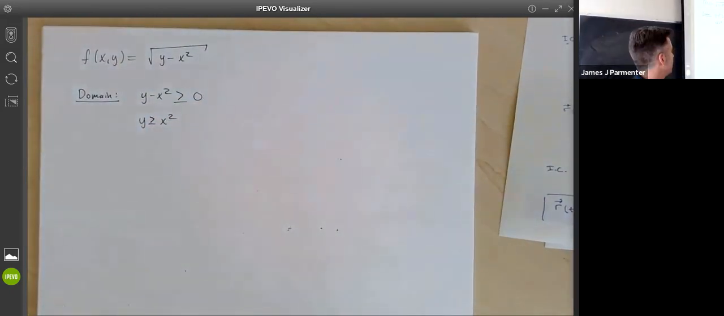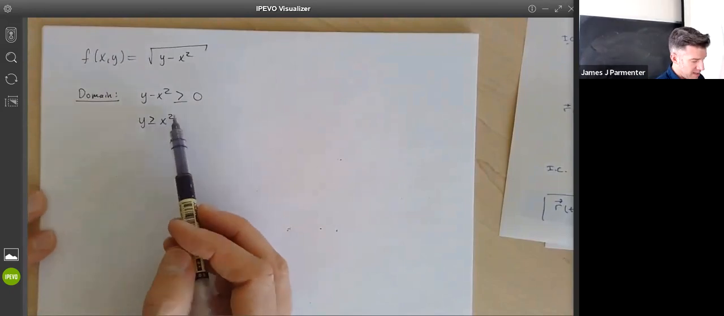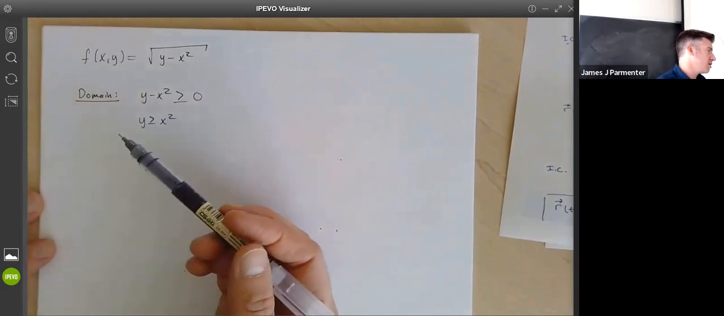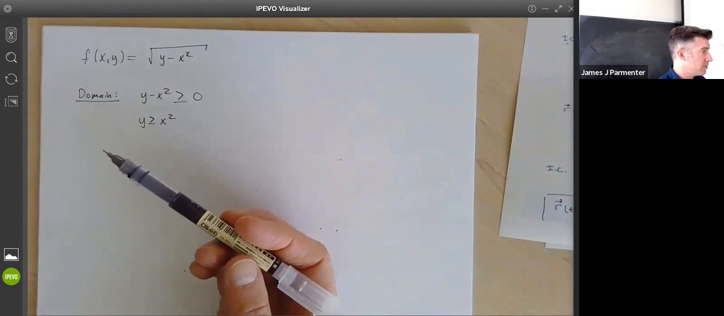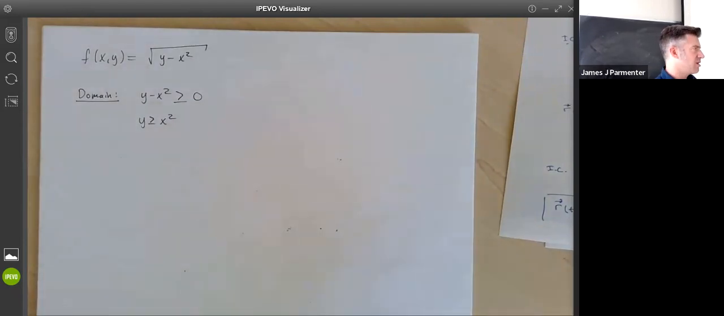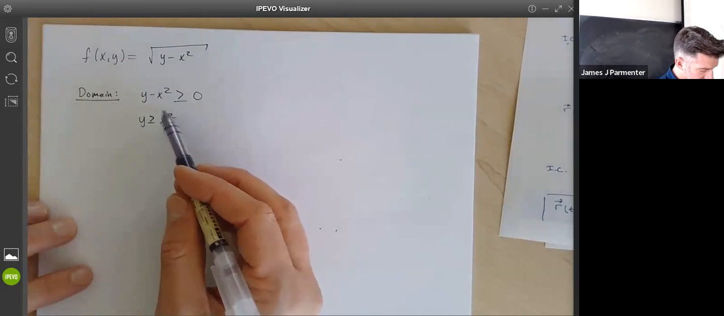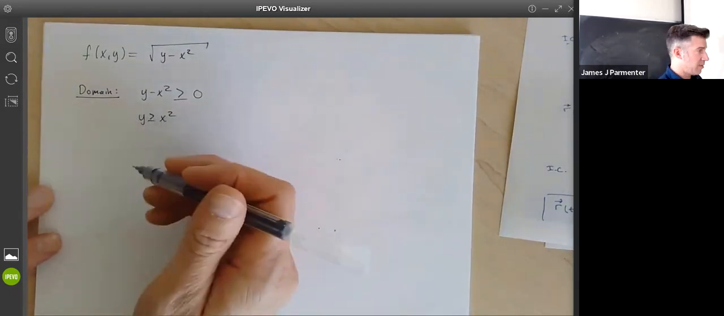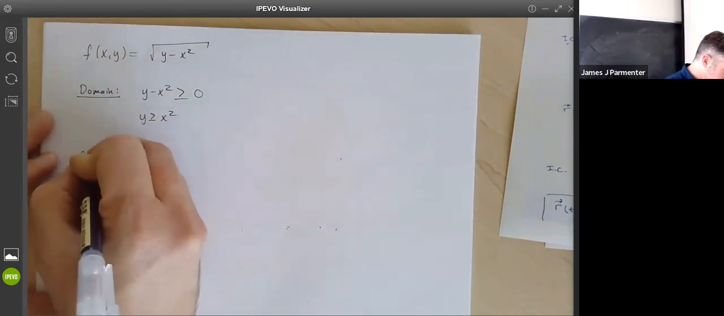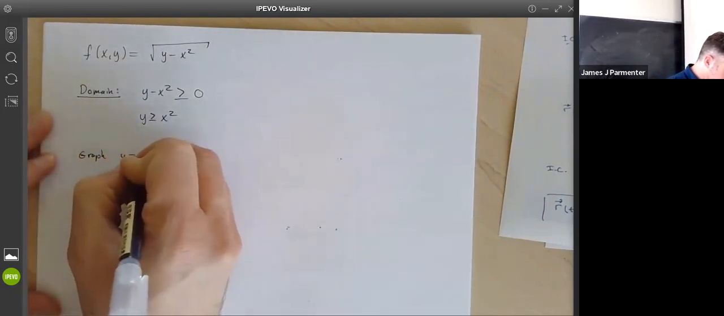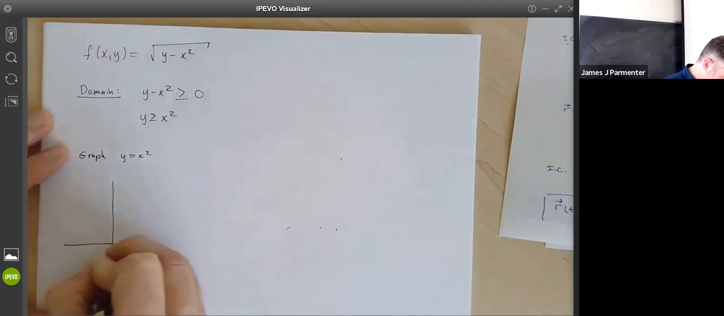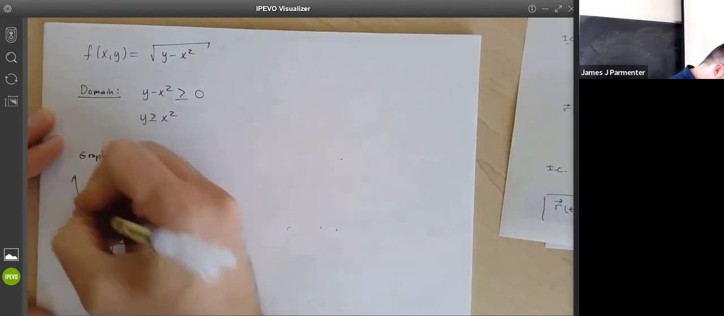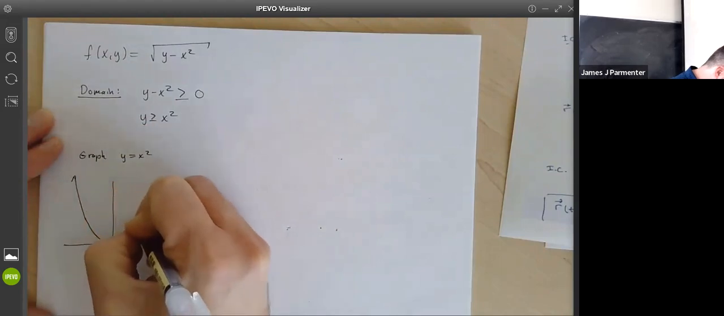To me, the easiest way to visualize the domain is to actually graph it. So when I'm graphing the domain, I'm going to take my inequality, because it's always an inequality, really, and pretend it's an equation. So instead of graphing y greater than or equal to, I'm going to start by graphing y equal to x squared. It looks like this, good old usual y equal to x squared.